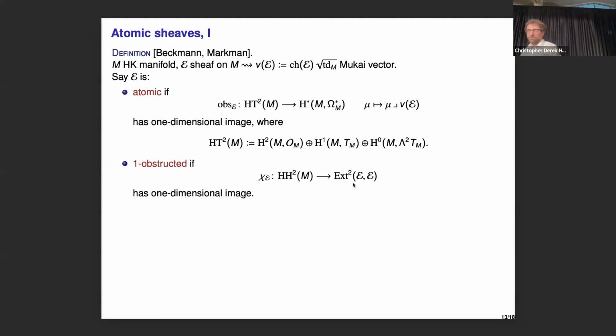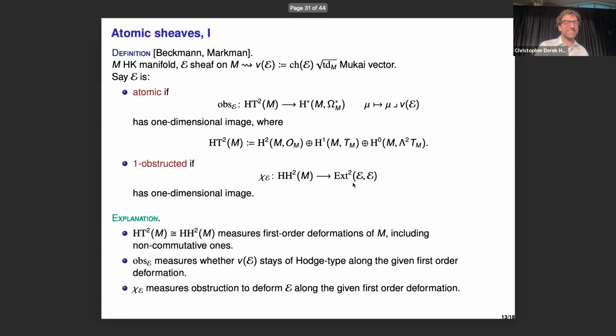Atomic is not really a nice name for this thing. Should we call it cohomologically minimally obstructed, maybe? Atomic was used by Beckman, but there is nothing atomic in it. But it's actually a nice name, and it's easy to give a talk using this name. Let me explain what this definition, which seems incomprehensible, means.